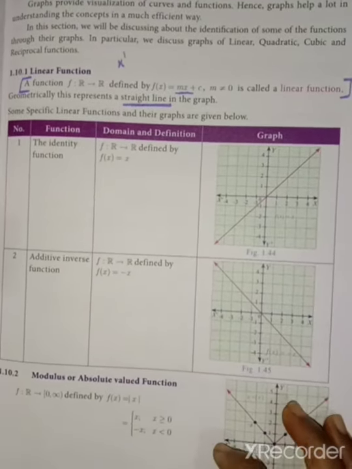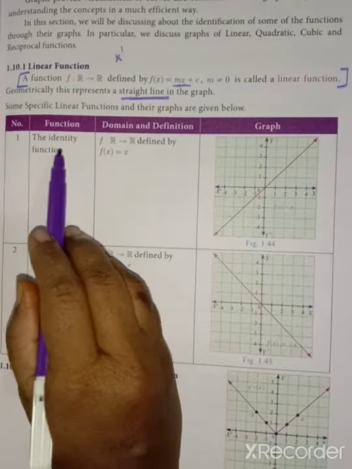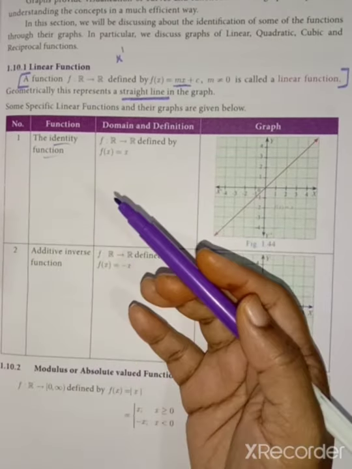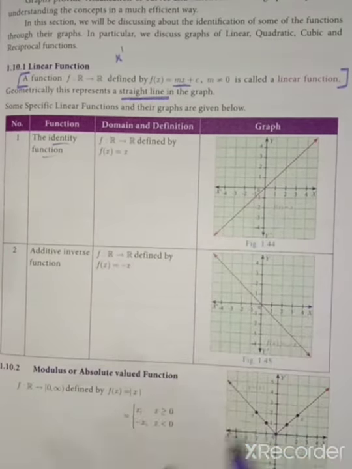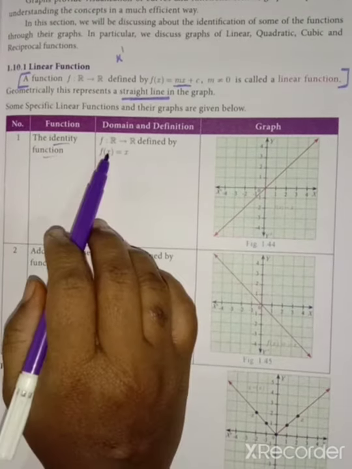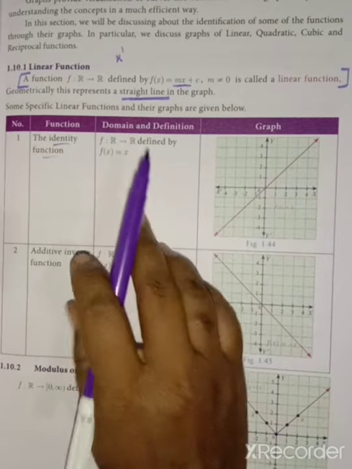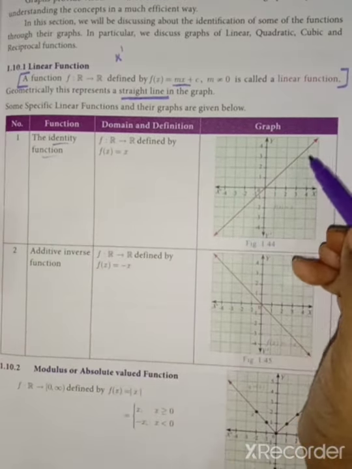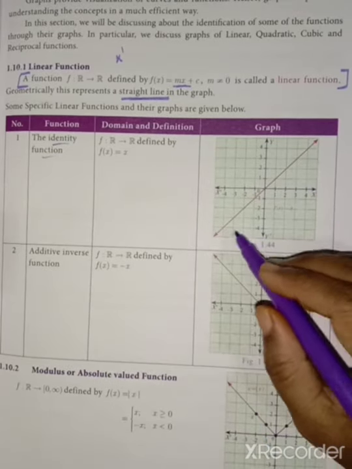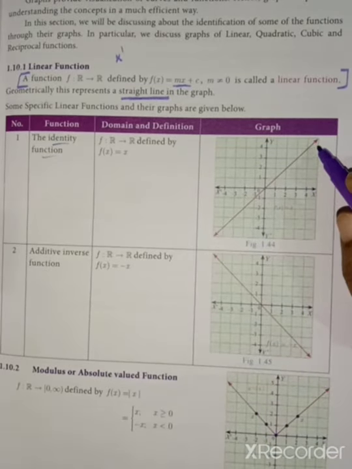See the function and graph. Here is the identity function. What is the identity function? Identity function means if you have 1, you get the same 1, if 2, then 2, like that we have the identity. So here we have the identity function f from R to R defined by f of x equal to x. If you substitute, we get the value like that. That is a straight line.